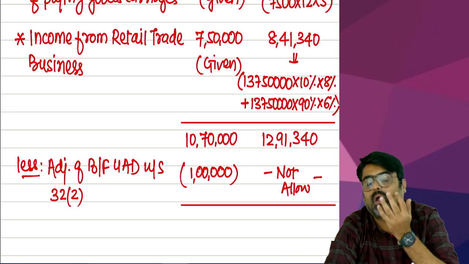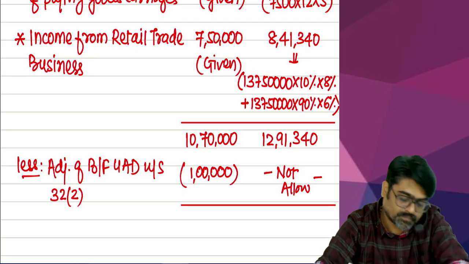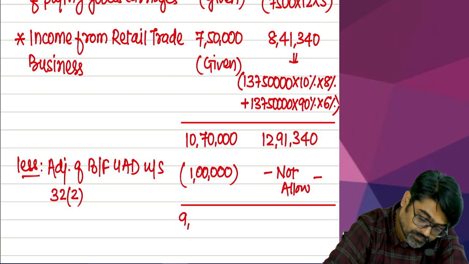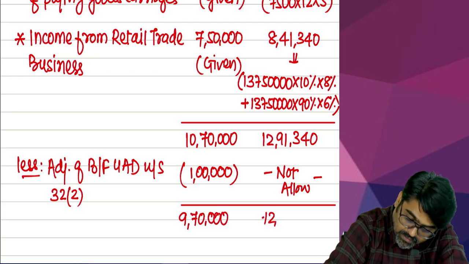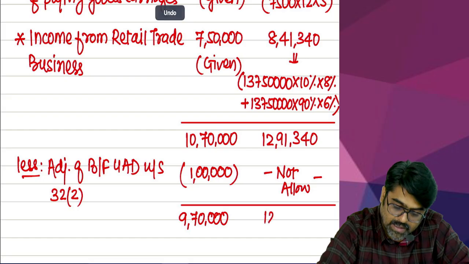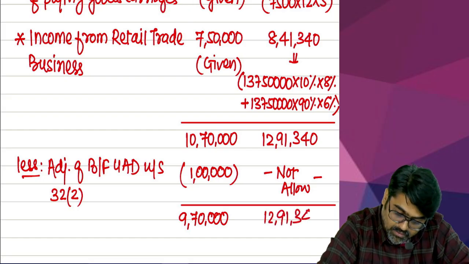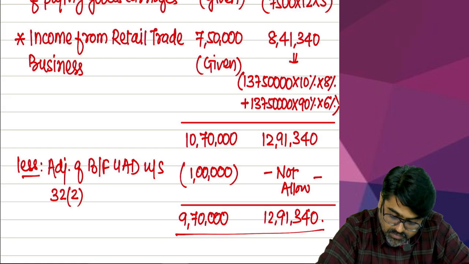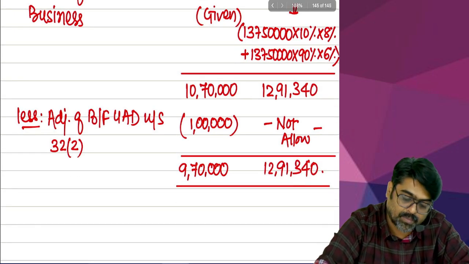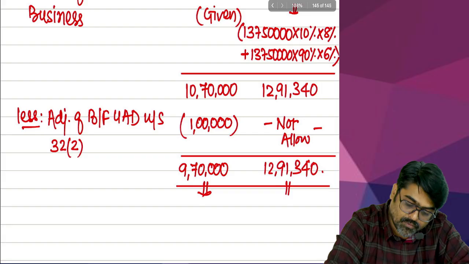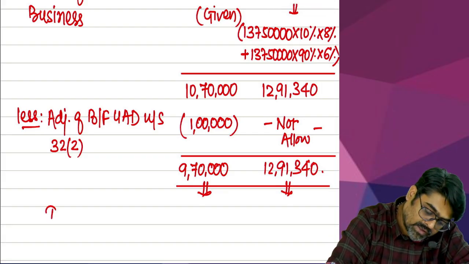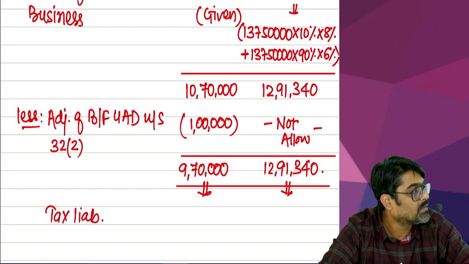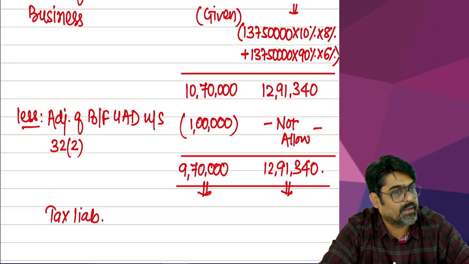Tell me how much? 9,70,000 and it will be 12 lakh 91,340. So if you follow normal provisions, you will have to pay tax on this amount. And if you follow presumptive provision, you have to pay tax on this amount. So what will be your tax liability, guys? Can you calculate your tax liability?